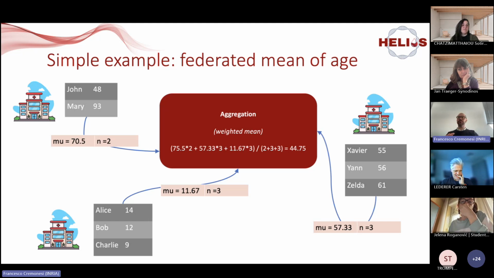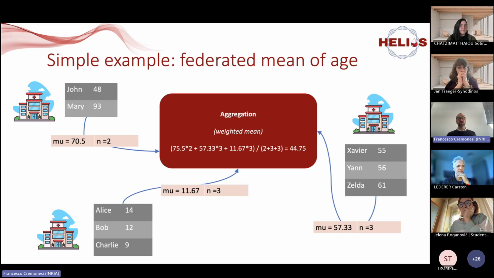Okay, before I dive a little bit into explaining the landscape of what federated learning can look like and what the specific algorithms are, I wanted to have a small slide to demystify federated learning a little bit. So imagine that you have this very simple example where you want to compute the average age of people at different hospitals.